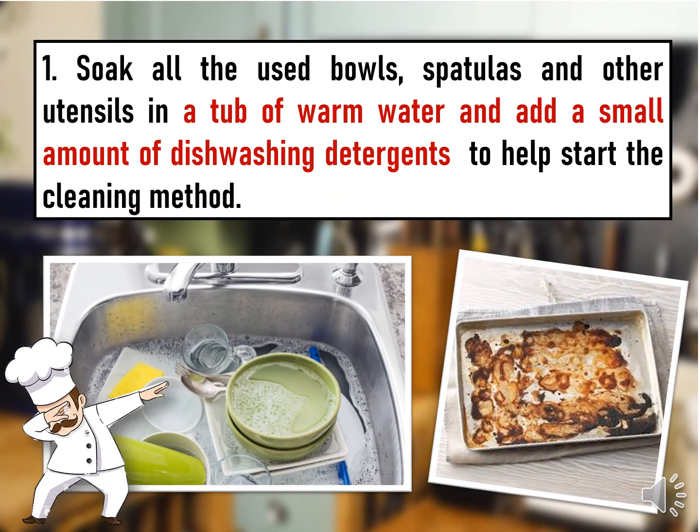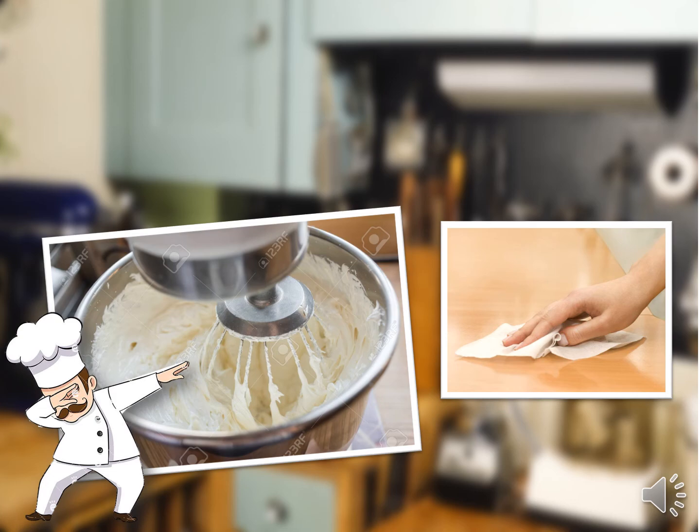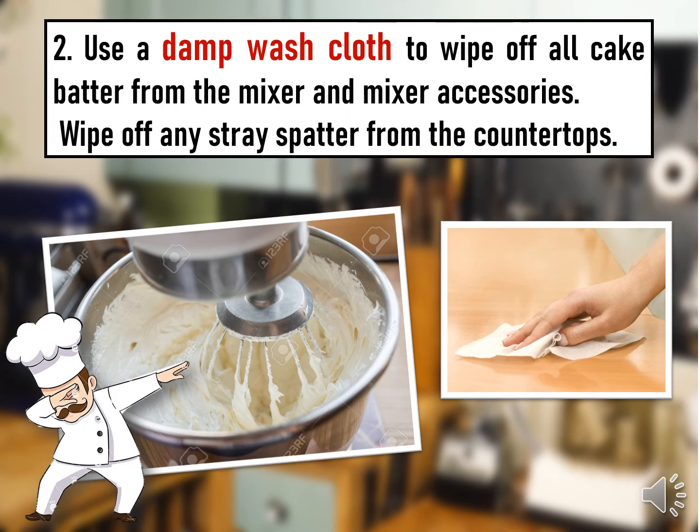First, soak all the used bowls, spatulas, and other utensils in a tub of warm water and add a small amount of dishwashing detergent to help start the cleaning method. Second, use a damp washcloth to wipe all the cake batter from the mixer and mixer accessories. Wipe as well any stray spatter from the countertops. Since a mixer is an electrical equipment, you cannot directly wash it using water, except for the accessories. Thus, using a damp cloth will be the best in cleaning it.